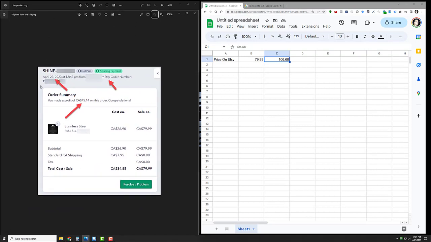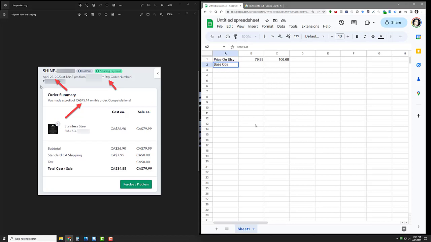So here it is, April 23rd, 12:43 p.m. It was from Etsy. I've blurred out all the other stuff, but you can see the cost is $26.90. That's the base cost. Shipping in Canada is $7.95. Total cost per sale is $34.85. So let's break this down.